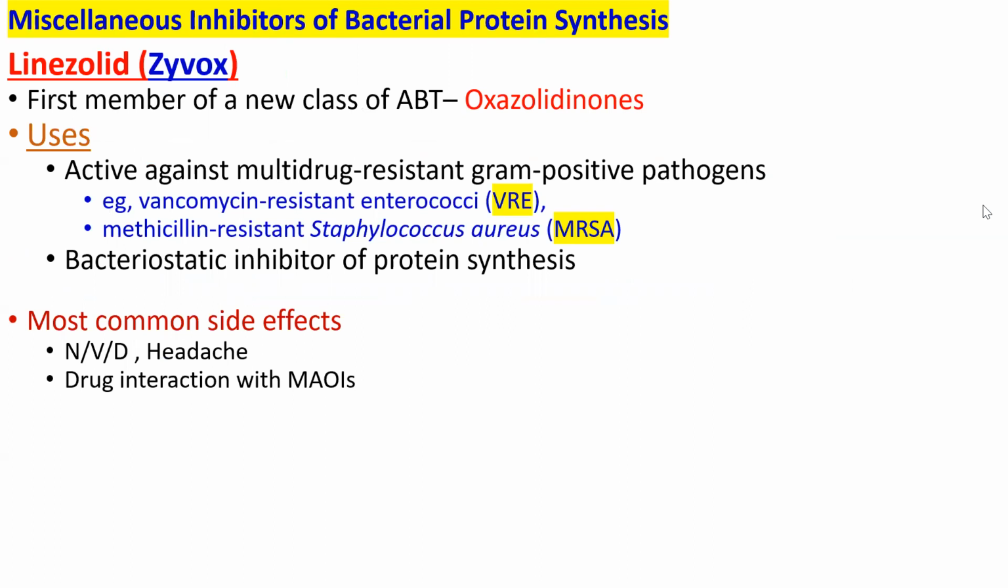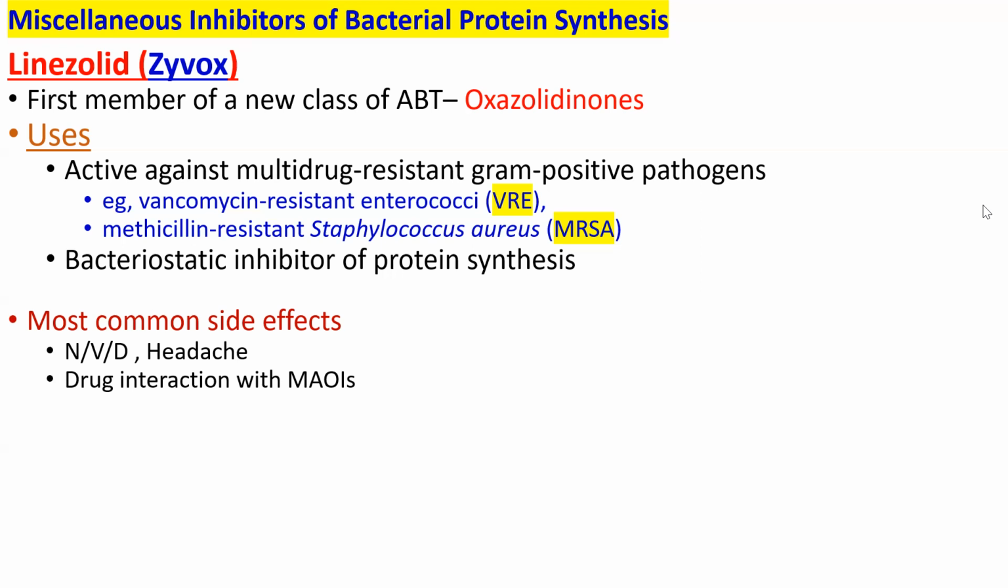Linezolid, which is Zyvox, is the first member of a new class of antibiotics called oxazolidinones. These medications are active against multi-drug resistant gram-positive pathogens, for example VRE, vancomycin-resistant enterococci, or MRSA, methicillin-resistant Staphylococcus aureus. It's a bacteriostatic inhibitor of protein synthesis.